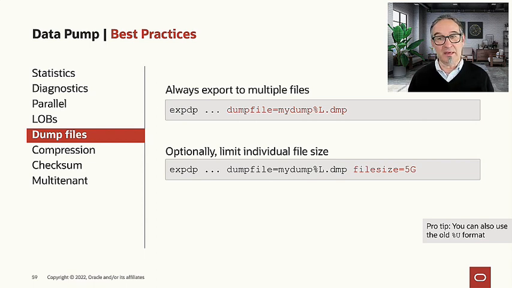Optionally, you may add a file size parameter if you want a certain given maximum size for your dump file. That could be also useful. For instance, if you want to upload something to the object storage and there's a limitation on how big the files can be.